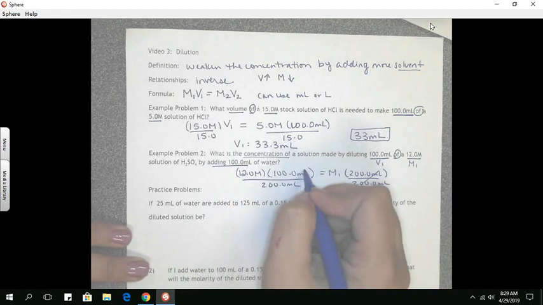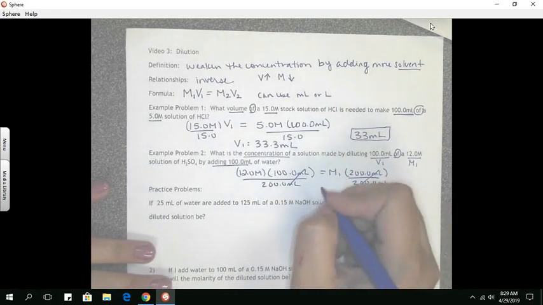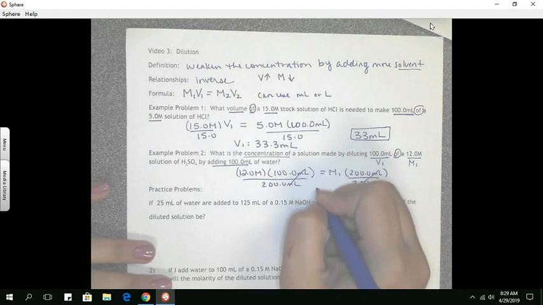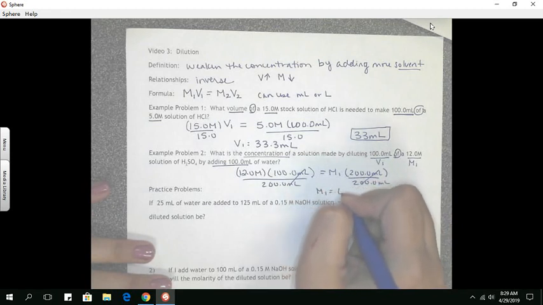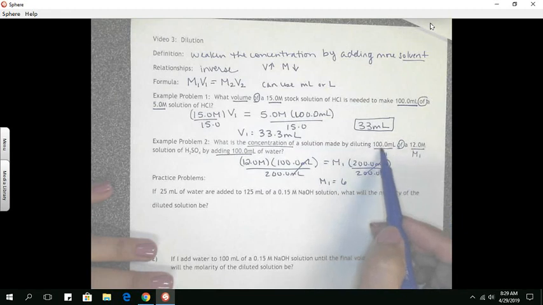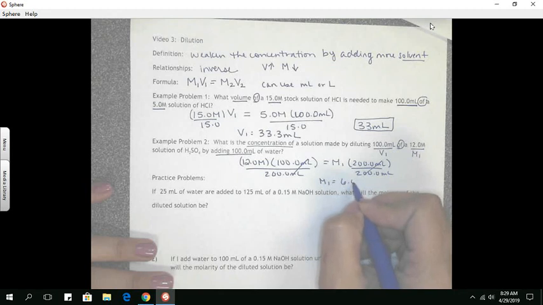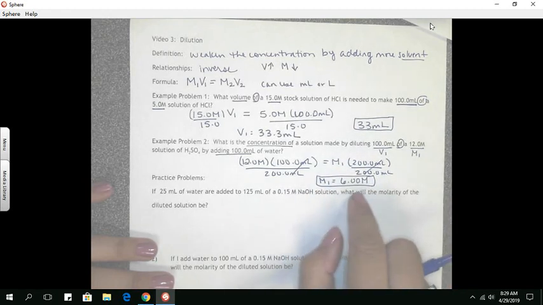Right? Our milliliters cancel to leave us with molarity. 12 times 100 divided by 200 is going to give us 6 molar, which is indeed half. Alright, so let's look at our significant figures. Here we have 4, here we have 3, here we have 4. So we need 3 to be 6.00 molar. And again, this m is a variable, this M is our unit. Okay?